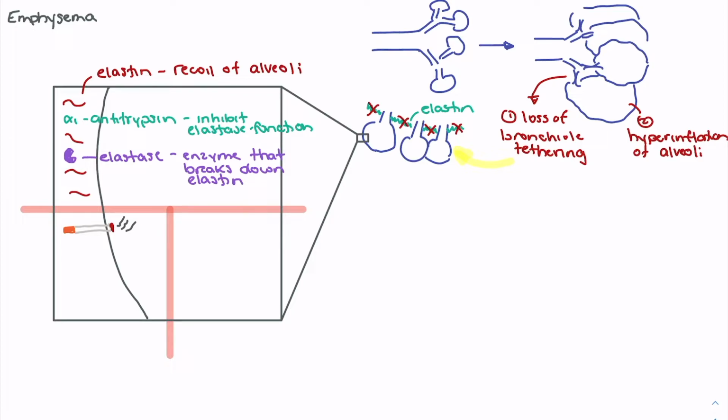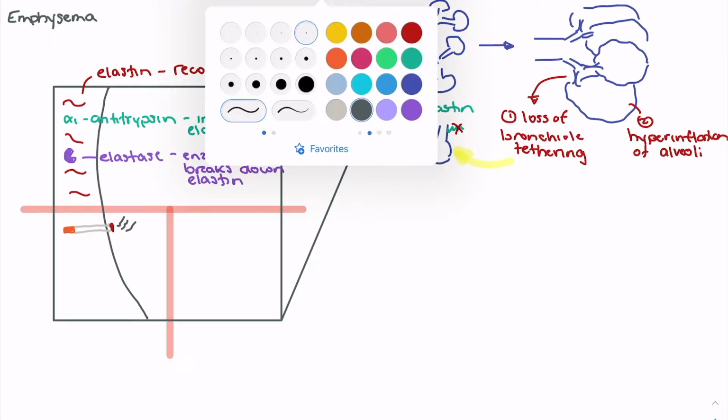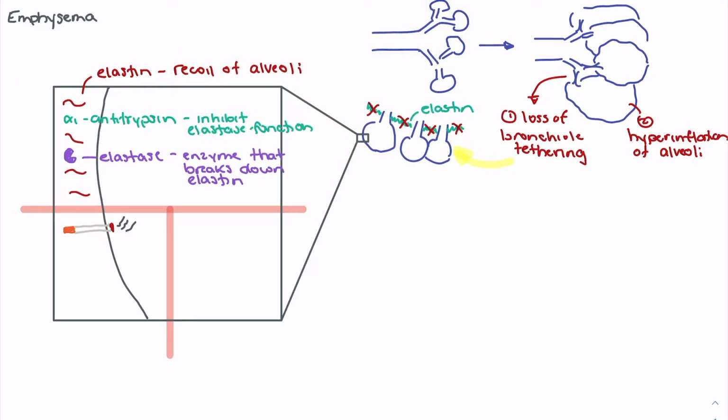So one of the things that we need to be aware of is that smoking is going to lead to oxidative stress. So smoking cigarettes, one of the consequences of that is that this cigarette smoke is going to put oxidative stress onto the cells of our bronchioles and alveoli. So we see oxidative stress.